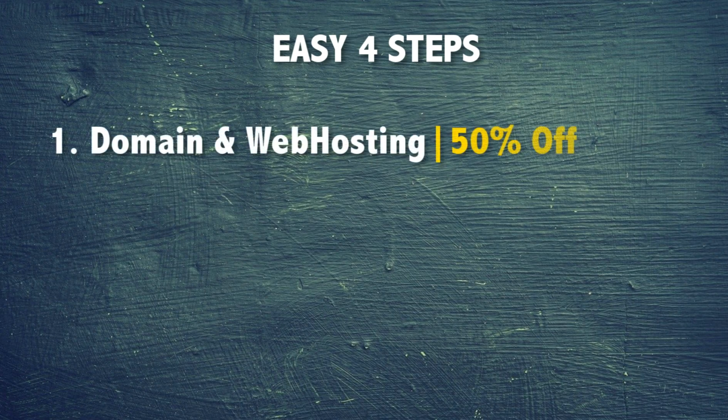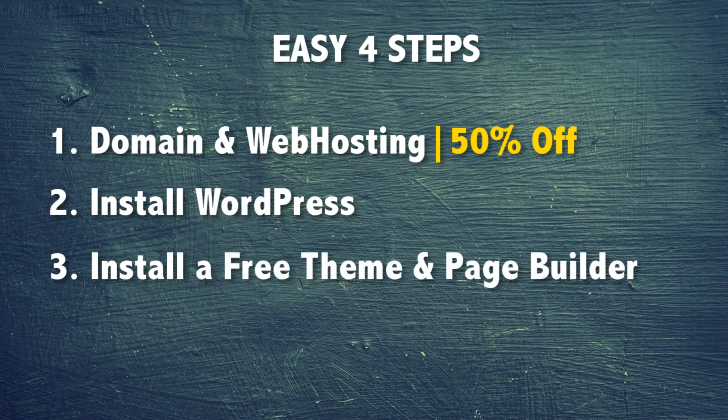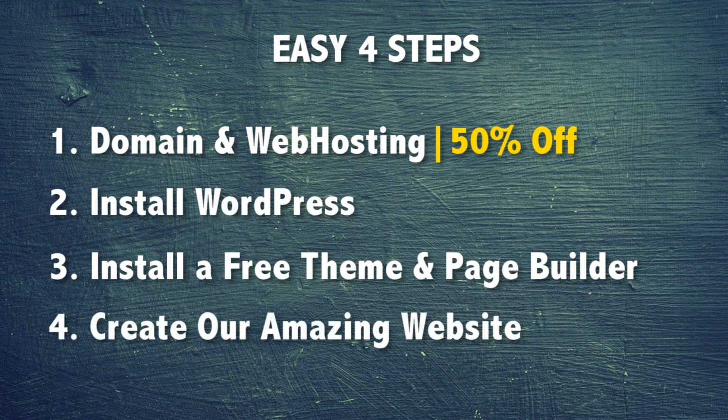Alright, so without further ado, let's get started. The first thing we're gonna do is to get a domain name and web hosting. And I will provide you my special link, so you will get a discount around 50%. Then we will install WordPress. Then we will install a free theme called Phlox and a free page builder called Elementor. Then we will start creating our amazing website. So let's now first get our domain name and web hosting. If you have your domain name and web hosting already, you can skip this part. If not, then follow along.